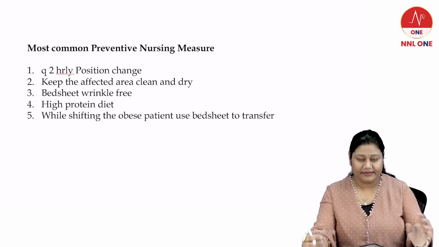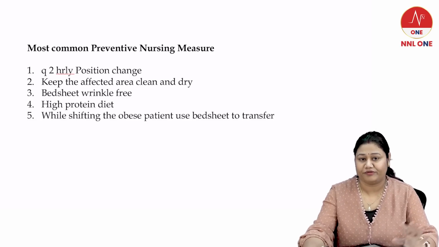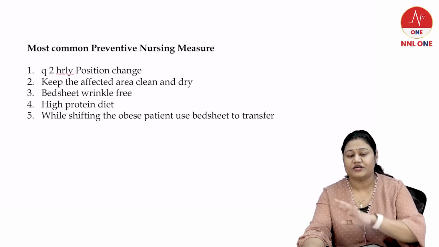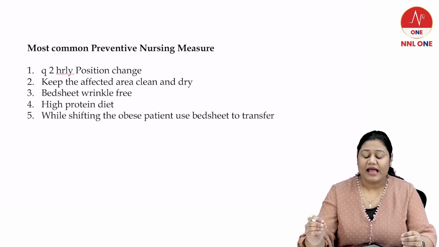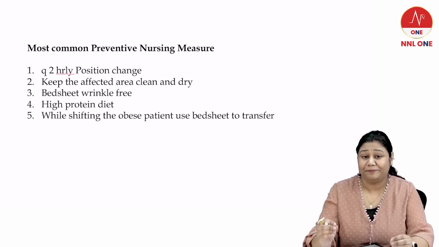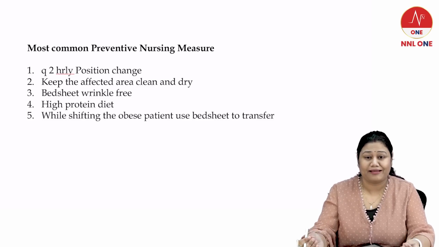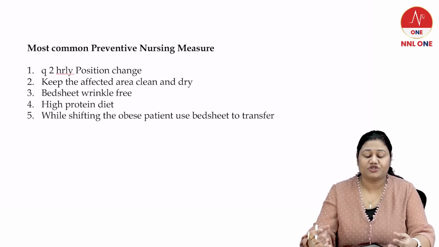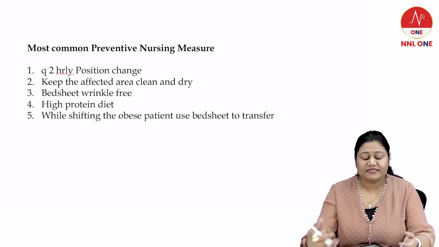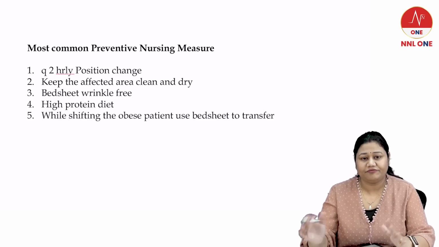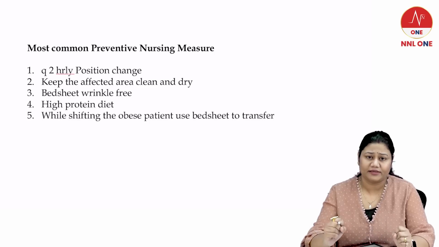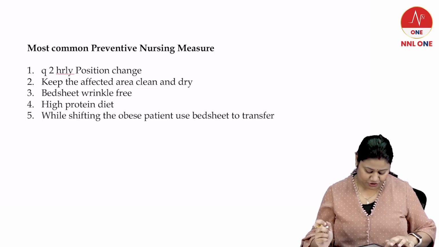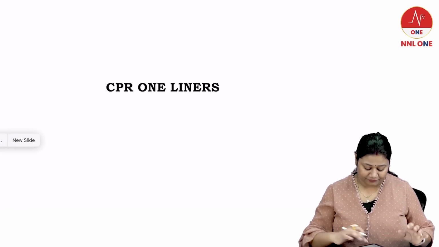Now, what are the common interventions that should be applied in order to prevent pressure ulcers? First and foremost, position change. Every 2 hours you have to change the position of the patient. If your patient is completely bedridden, then use a water and air mattress. Use a sequential calf DVT pump in order to maximize the circulation and also to prevent deep vein thrombosis. Then you have to focus on the nutrition and elimination of the patient. The bedsheet should be wrinkle free.